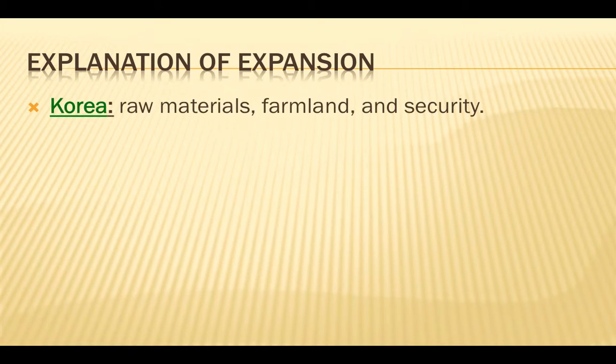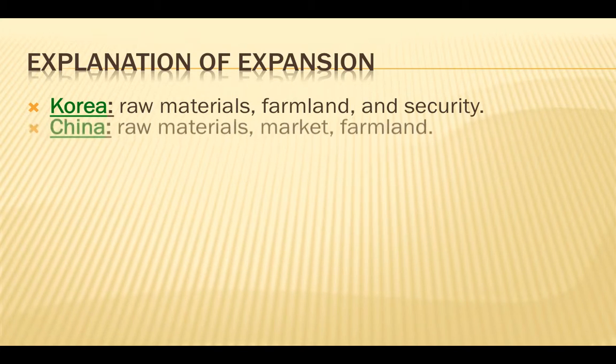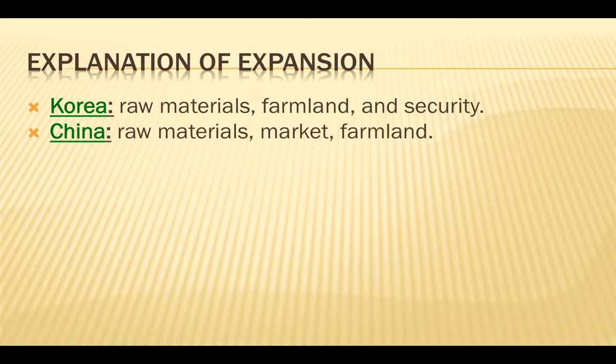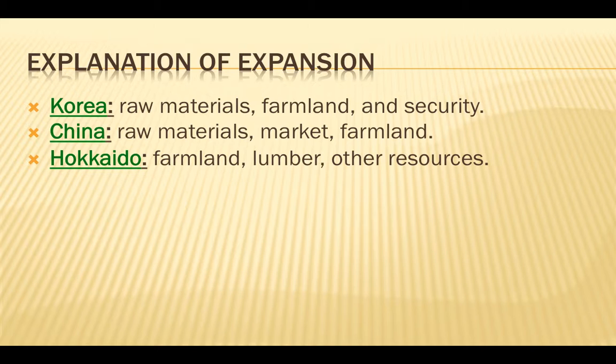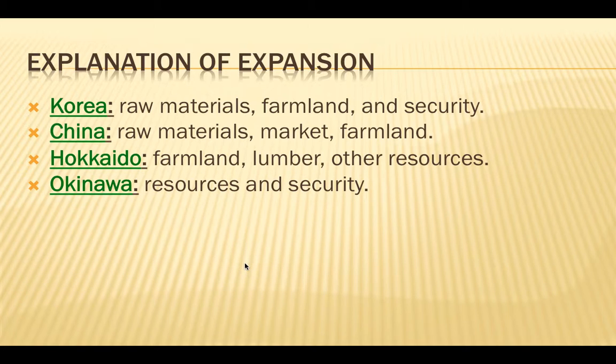So what are they doing and why are they doing this? They want to go to Korea to get the raw materials, the farmland and security. They want to go to China to get raw materials, a market and farmland. They want to go to Hokkaido for farmland, lumber, and other resources, and Okinawa for resources and security.